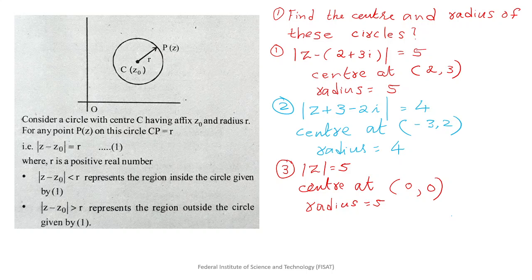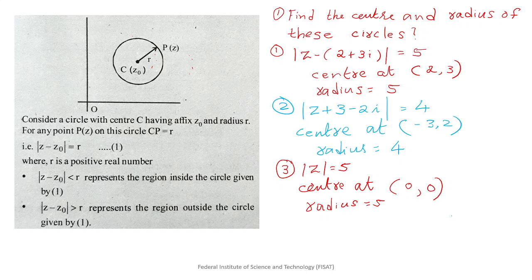Now considering the Argand plane, in which we represent a circle with center at z0 and radius r. For any point P on this circle, CP is represented by r. So the equation of this circle is represented as mod of z minus z0 equals r. Z0 is the center of the circle, and r is a positive real number. Here there are two conditions. If mod of z minus z0 is less than r, it represents the region inside the circle, and if it is greater than r, it represents the region outside the circle.